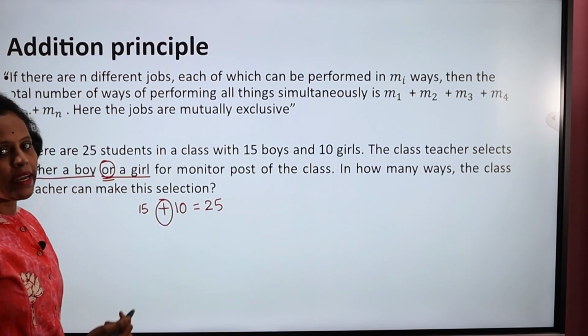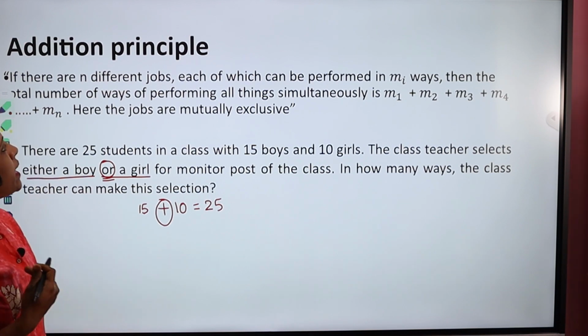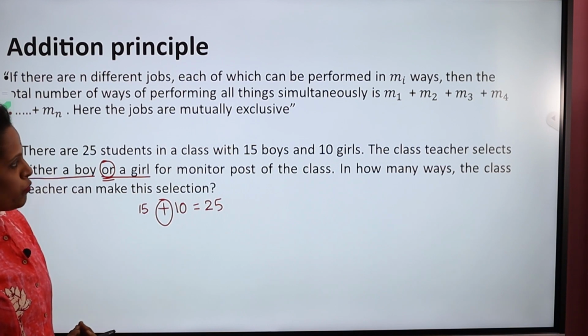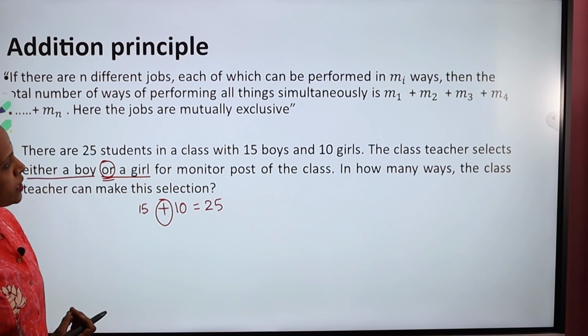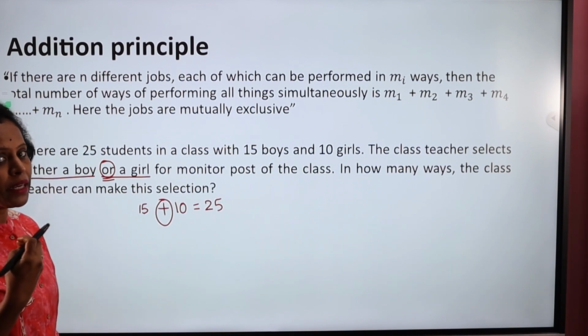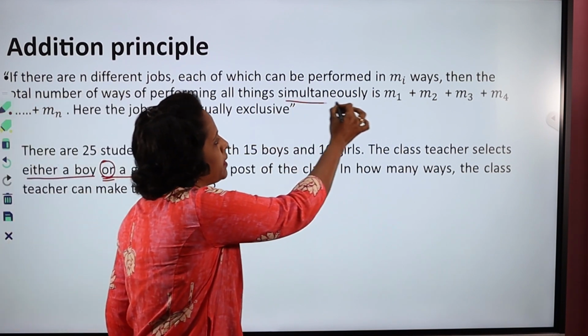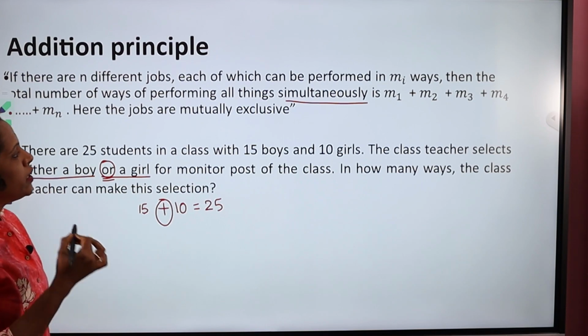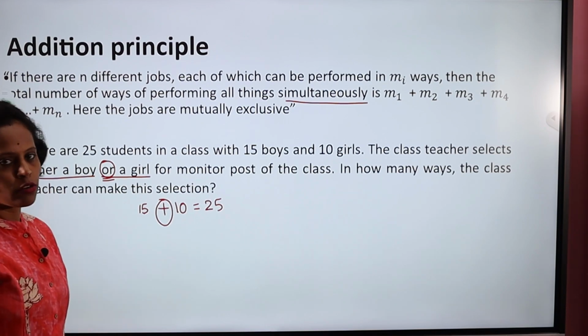Now we'll go to the addition principle statement. If there are n different jobs, each of which can be performed in mi ways, then the total number of ways of performing all the things simultaneously is m1 plus m2 plus m3 plus so on. Here the jobs are mutually exclusive.